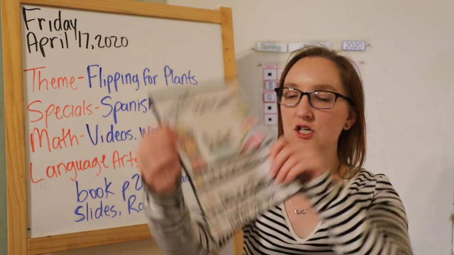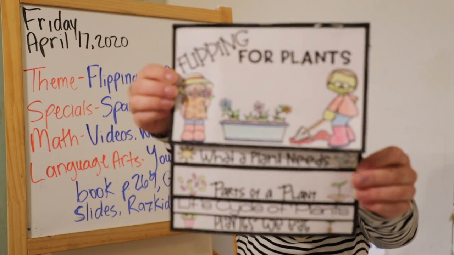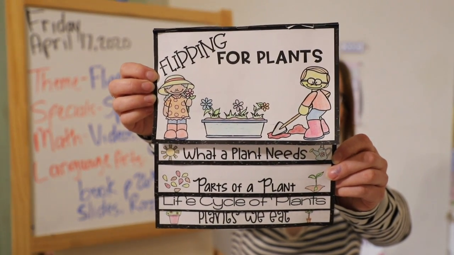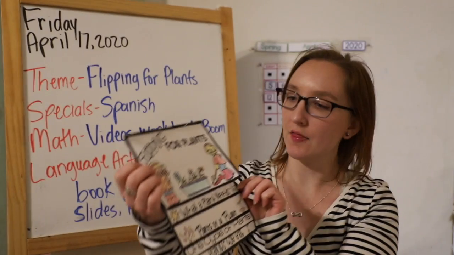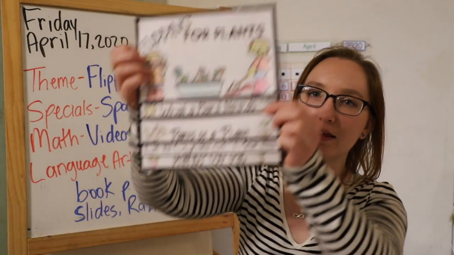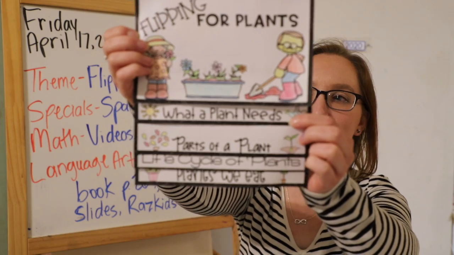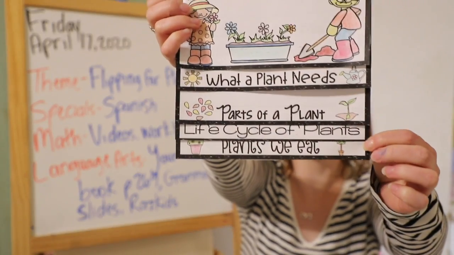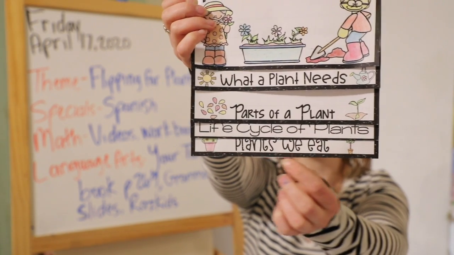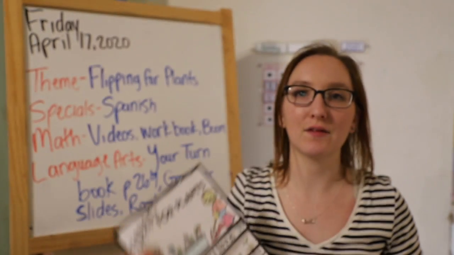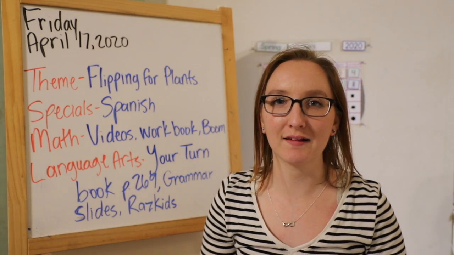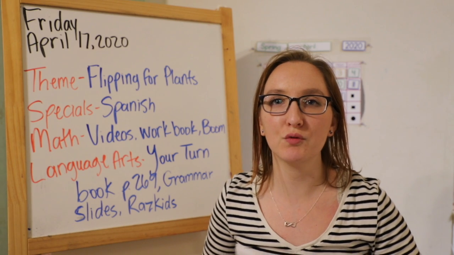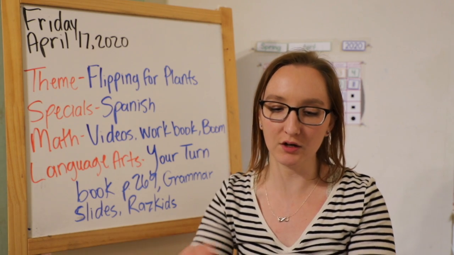The first page is just going to be our title, Flipping for Plants. Go ahead and color in the boy and the girl planting their flowers there. The first flap that we have says what a plant needs, followed by parts of a plant, life cycle of a plant, and the plants that we eat. Now this is all stuff that we have covered in the last couple of weeks, and you can also look at what I have done as you go ahead and start working on this on your own.